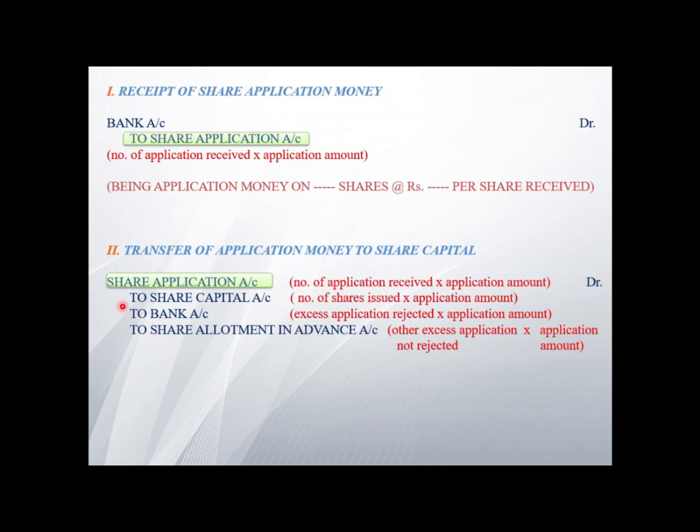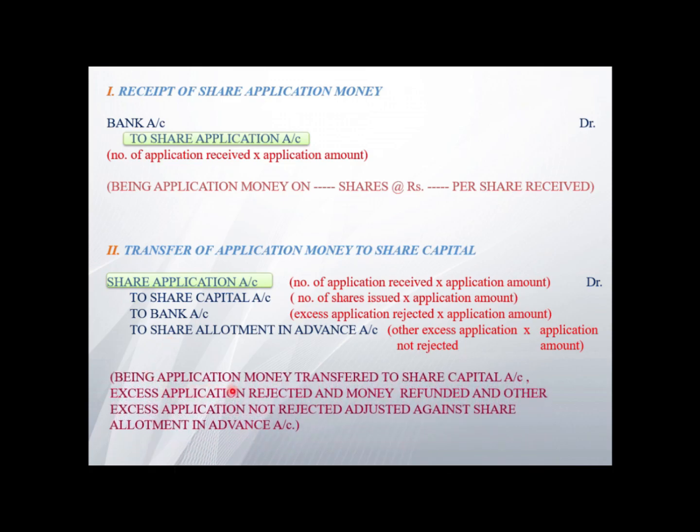I will again repeat the entry. Share application account debit to share capital account to bank account to share allotment in advance account. The entry which we have learned now is a case of oversubscription in which excess application are rejected and money is refunded, and other excess application which are not rejected are treated as allotment money received in advance, that is pro rata allotment.